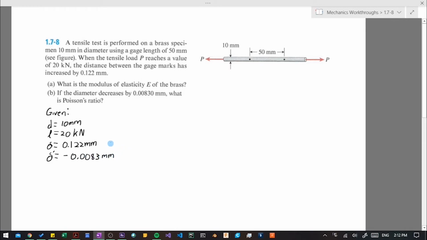All right, another thing we should point out is when it gives us the change in length for our gauge length, you can see it says it increased, which means our delta is positive. But for the diameter, the change in value is negative because it says it decreased. So we need to make sure we have the signs right on those so that we can use our equations correctly. And then we are trying to find E, the modulus of elasticity, and then our Poisson's ratio. And I believe this value is called nu. Basically, it looks like a curved V.